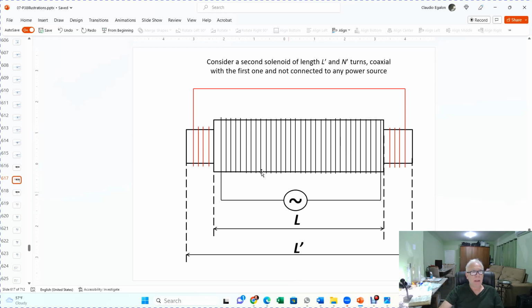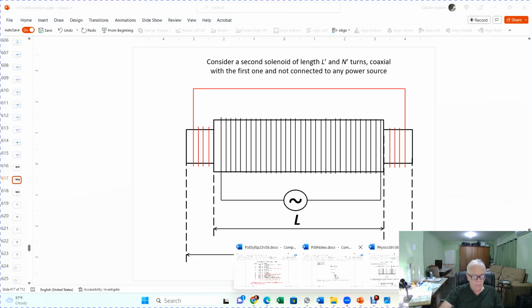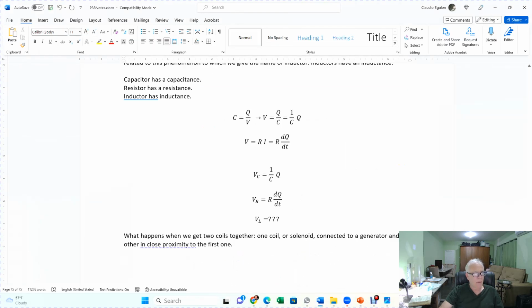So when we introduce a second solenoid inside the first one, just like I did here, what's going to happen? This first solenoid will induce a current in the second one. Notice that the second solenoid has no power whatsoever. Okay? So we start like the following. We continue like that. What happens right now?